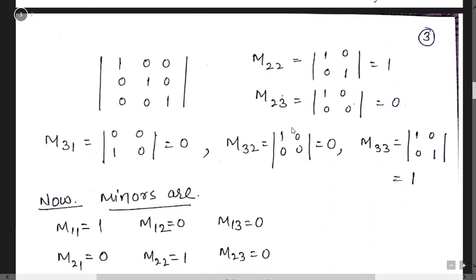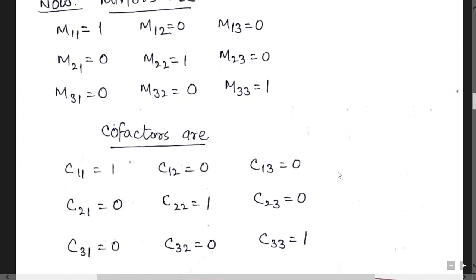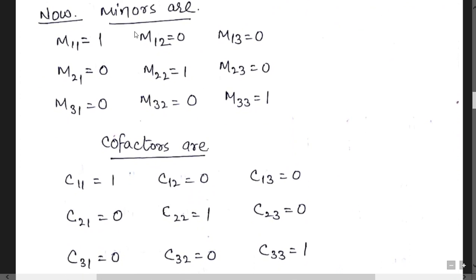Let us check one more element. Suppose I have to calculate M32. What is the element M32? Third row and second column. This one. Delete these elements, third row and second column. What is 1 0 0 0? These elements are there. The answer is 0. Now you can write the minors. All the minors are here.